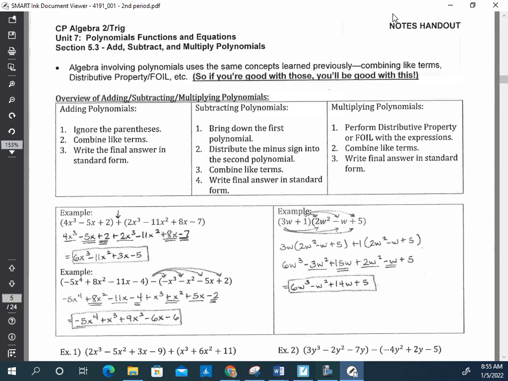And here we go. All right, so 5.3 deals with adding, subtracting, and multiplying polynomials. In case you're wondering, well, Mr. Lowe, what about dividing? Dividing has its own section, which we will do next week.